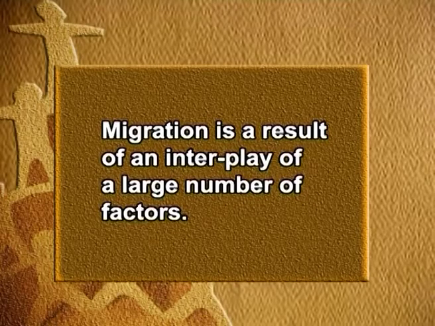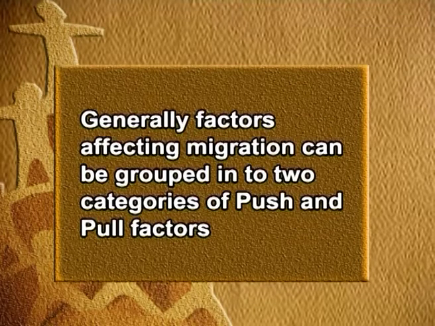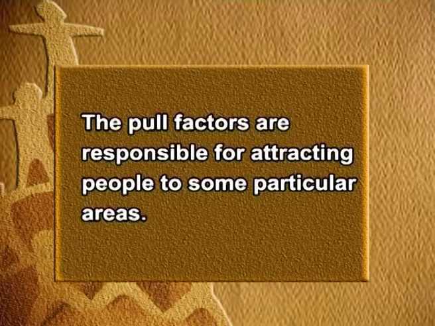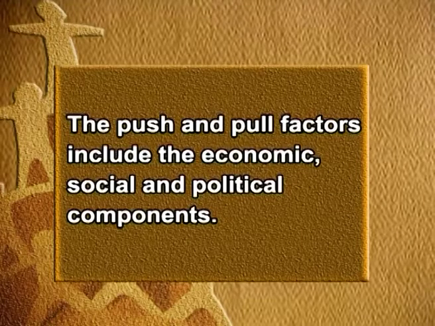Migration is a result of an interplay of a large number of factors. Generally, factors affecting migration can be grouped into two categories of push and pull factors. The push factors are responsible for making people move from their original place of living. The pull factors are responsible for attracting people to some particular areas. Unless both these factors are operating simultaneously, no migration of people can be possible. The push and pull factors include economic, social, and political components. A brief description of these factors is given below.